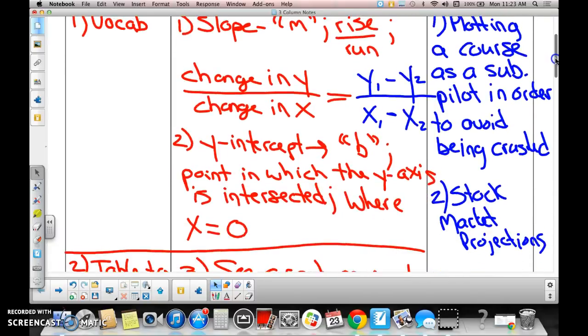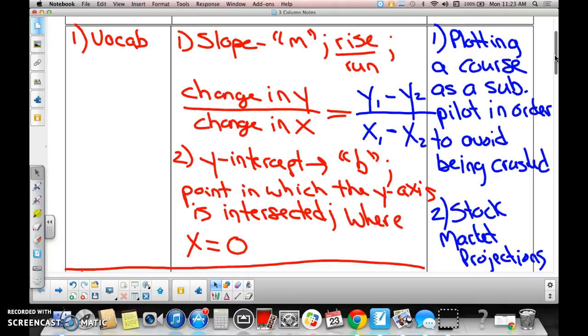I'm going to spend just a little bit of time on our 2 vocab. We've talked about slope in a whole bunch of different ways now. We know that slope is the m in the slope-intercept equation. We know that it's rise over run in our graph. And we now know that it's the change in y over the change in x, which is expressed in this formula right here. Okay? Very important that you understand all 3 of those different representations of slope.